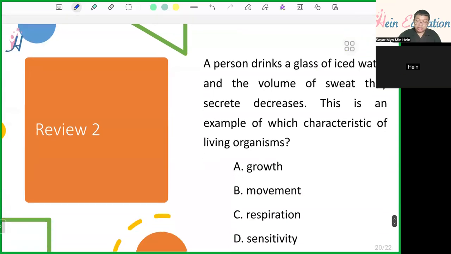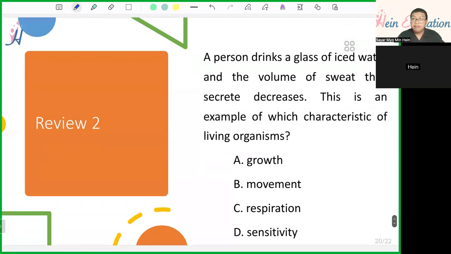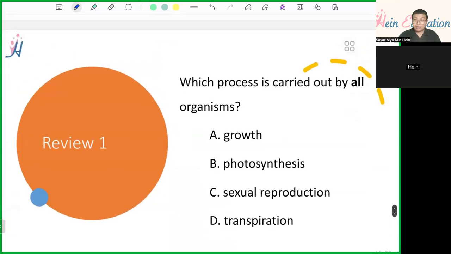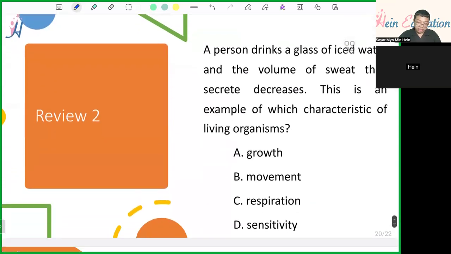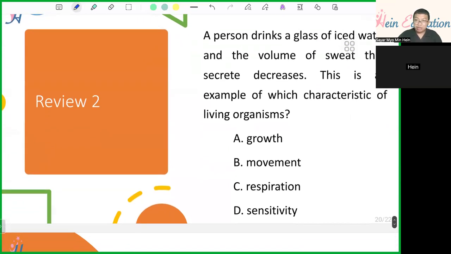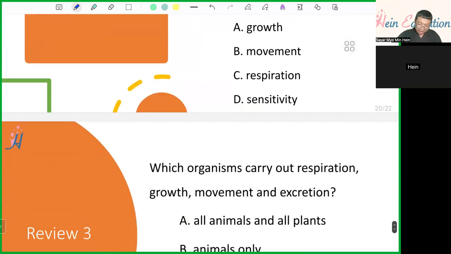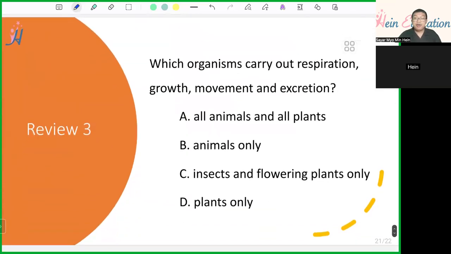For the second question, I think this is covered in my video. Let me move a bit. Here is the first question again. You can take your time, answer the question, and make the right choice. And this is question number two. I hope you can choose the correct answer. And this is the last one, question number three: which organisms carry out respiration, growth, movement, and excretion? And they give you four different choices.